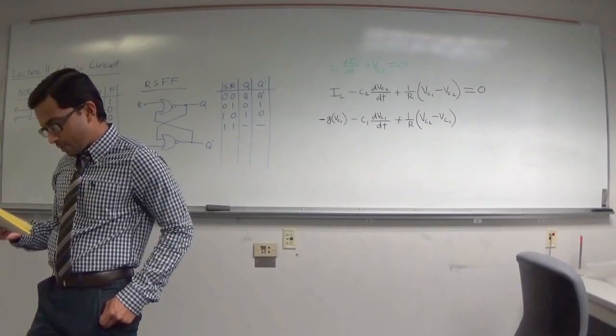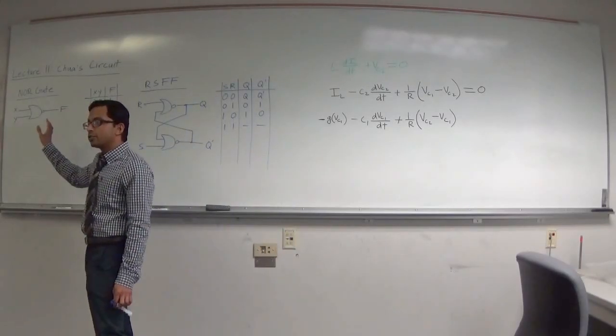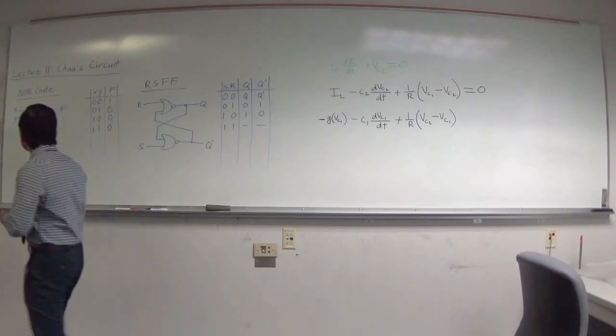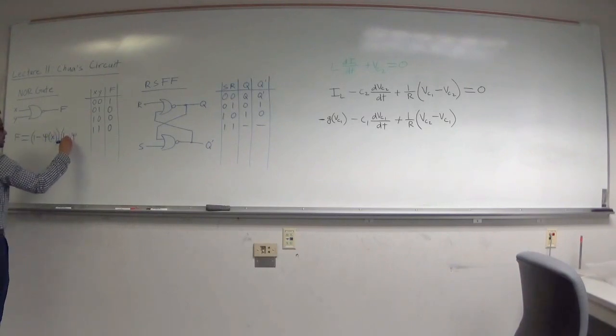So I'll tell you about how we modeled that. Basically we come up with a model for the NOR gate itself. This is the type of model we come up with. Here it's Boolean algebra. But now let's say we have something like this: 1 minus some phi of x times 1 minus some c of y, where phi of 0 equals c of 0 equals 0, and phi of 1 equals c of 1 equals 1.